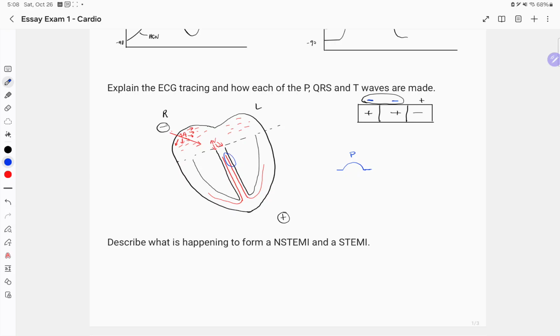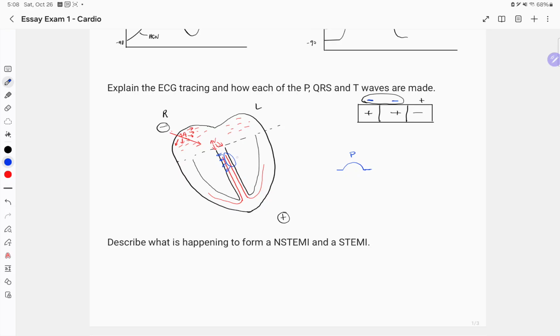superior, more to the left, superior area of the intraventricular septum, and it's going to send out action potentials like this, right? These vectors along the septum from left to right.